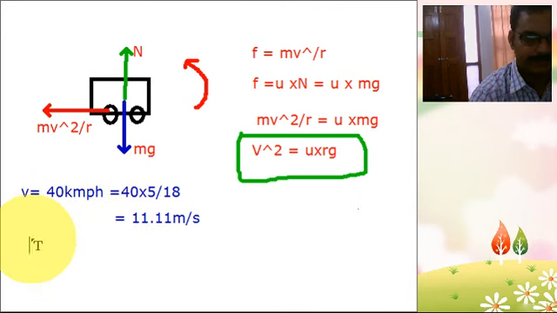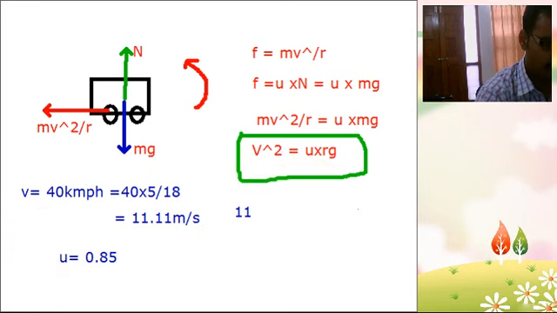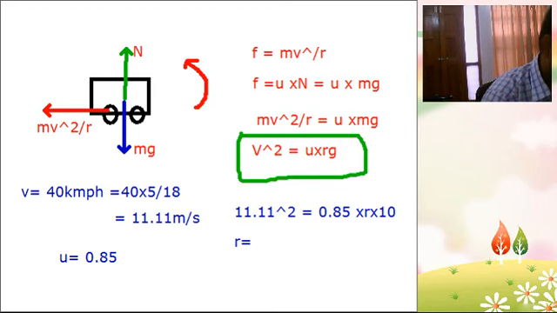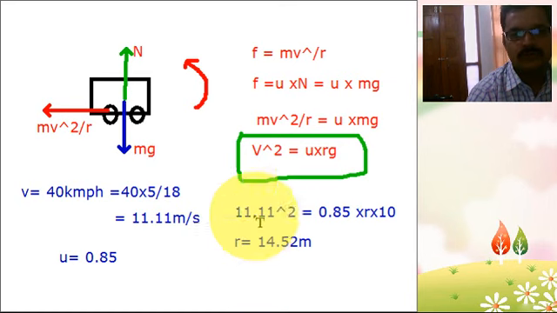And the coefficient of static friction is given as 0.85. So if you substitute the values here to find the radius, v squared, which is 11.1111 squared, equals 0.85 into R, which you need to find, into g, which is 10. Now if you simplify this, you will get the answer R equals 14.52 meters. So this also has the same method as the second question.